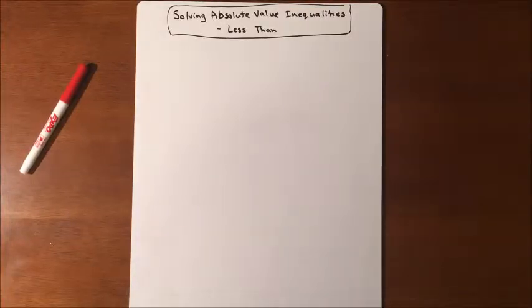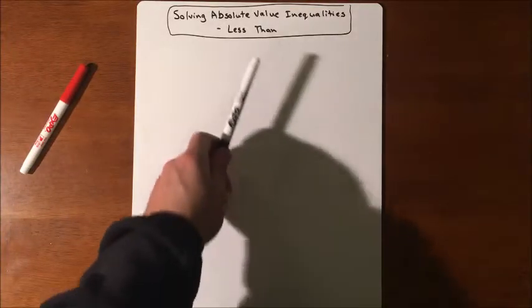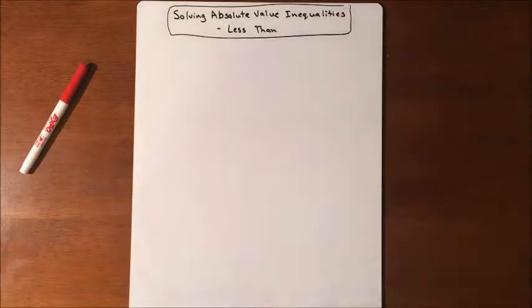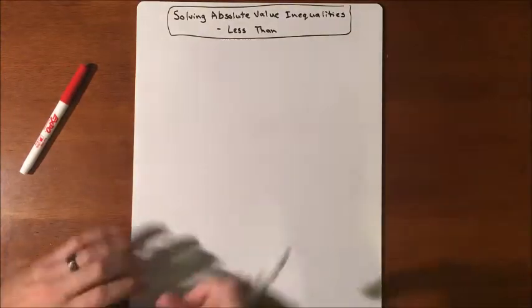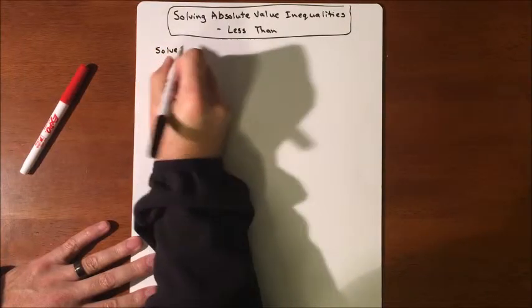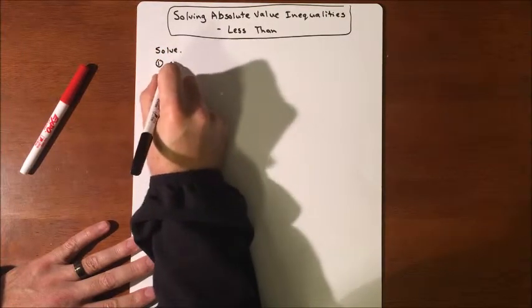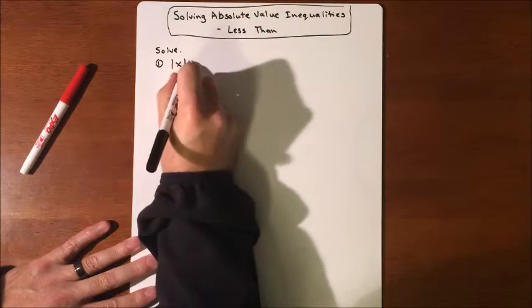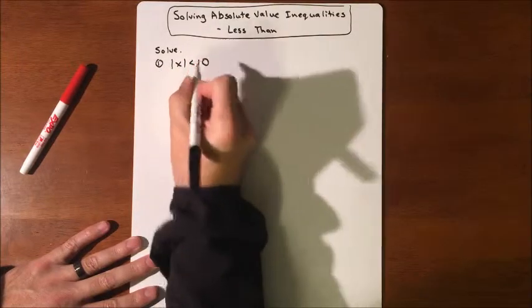In this lesson, we're going to be solving absolute value inequalities, but we're just going to focus on less than types of problems on this one. So, directions are going to ask us to solve. So let's take a look. So we'll have the absolute value of x is less than 10.